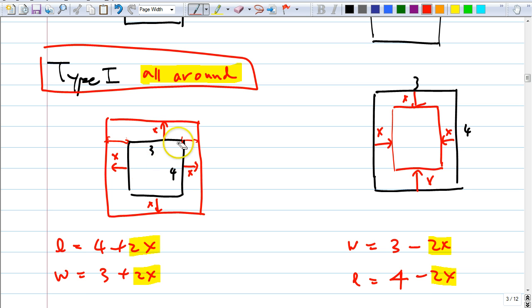Okay, Samuel, let me ask you this. Let's say this length is 3, okay? Let's say this length is x. How long is this whole thing? Are you sure?